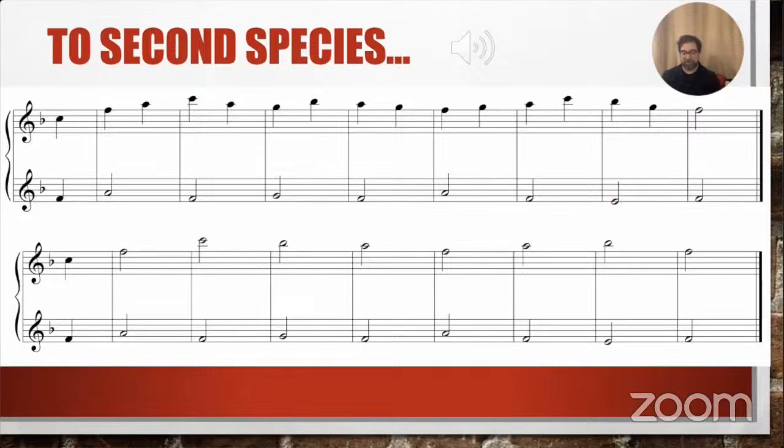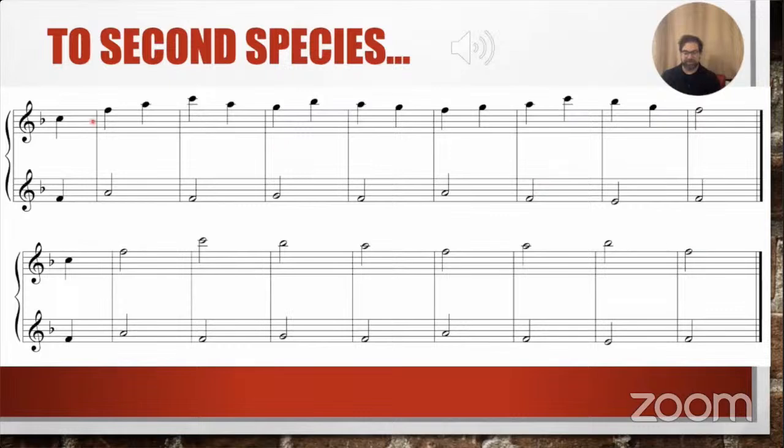You can see that I'm trying to keep the F and the C, I'm trying to keep the same basic structure from first species. See this? Let me get my cursor out. So here's the F, here's the C. I moved the B flat, right? Here's the A, here's the F, A, B flat, and F. So I'm trying to keep the structure from the original Haydn example.